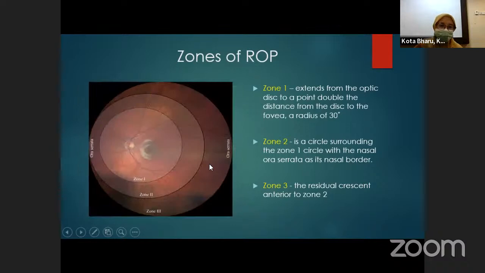Okay, this is a fundus photo showing the zones when we see the fundus of the premature baby. Actually, it's not a true line, only an imaginary line.